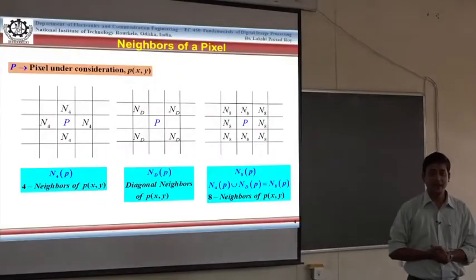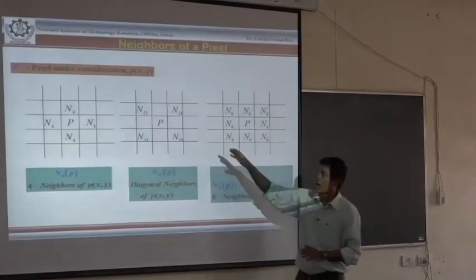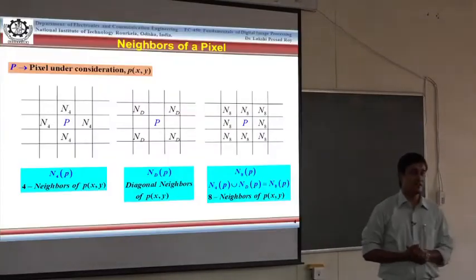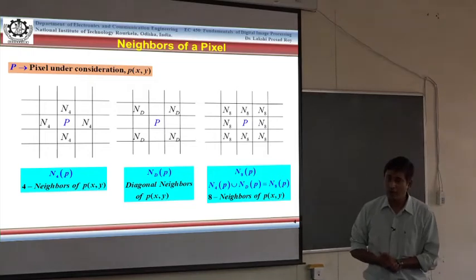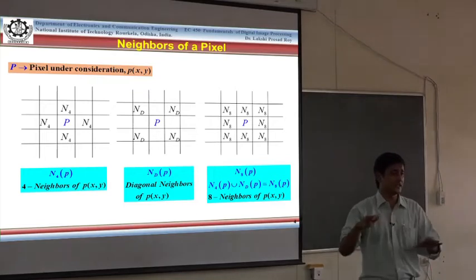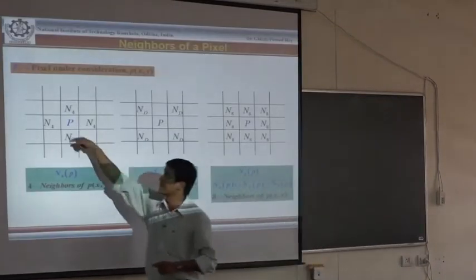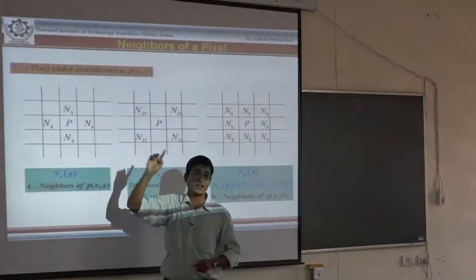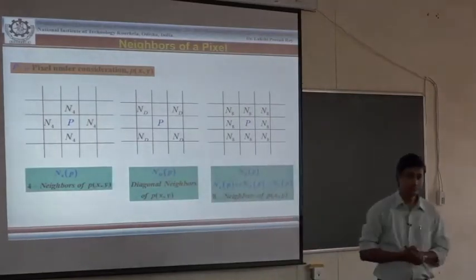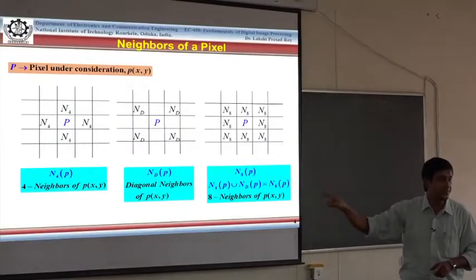Now, let us name them, those pixels which are around this P. First, I will find the neighbors which are either in the vertical direction or in the horizontal direction. If the pixels are in the vertical or horizontal direction, I will identify them and name them N4. Those will be called the 4 neighbors of the P pixel.